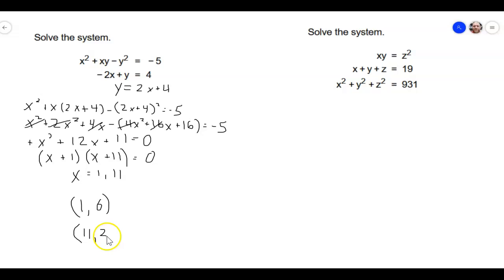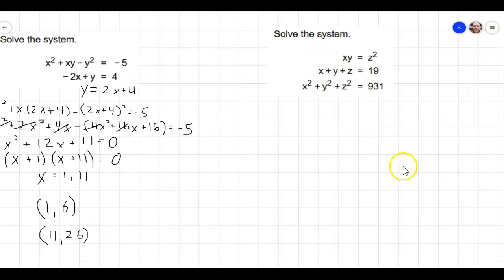So 26 would be my other solution there, right? You might want to go back in, check my work, make sure that's right, make sure it works for the top as well, and that's your solution for that one. Alright, so let's go ahead and try this other one here.